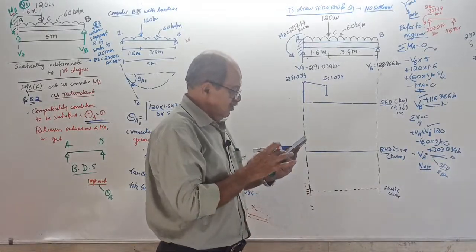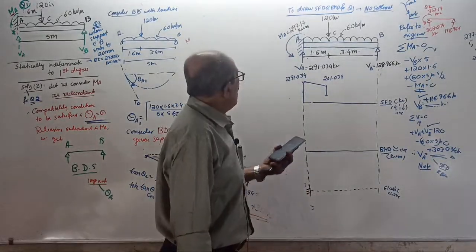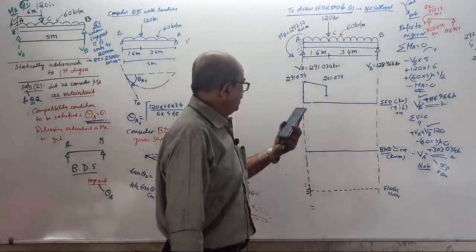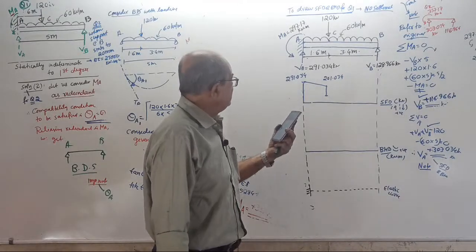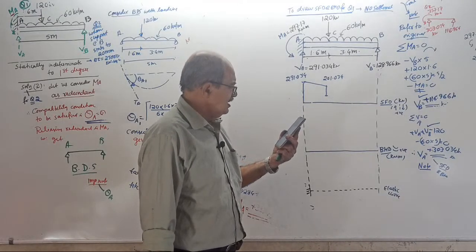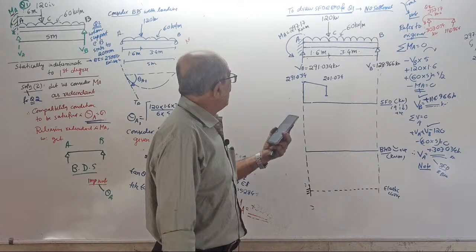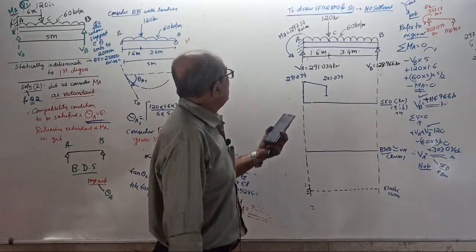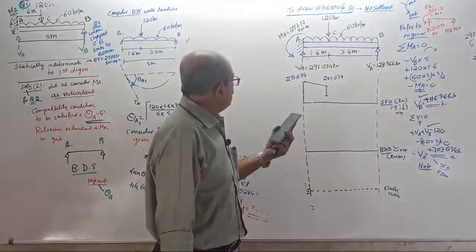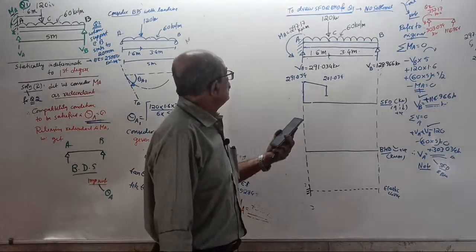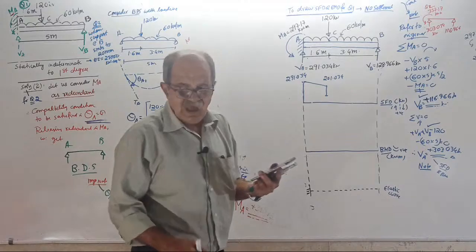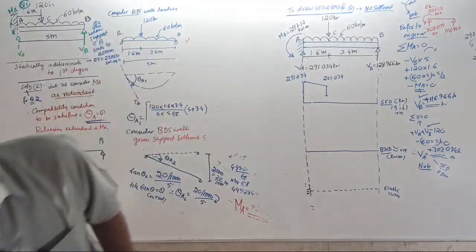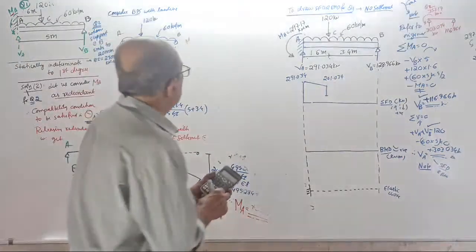See, from 201.034, when you come down by 120, it is 195.034. Let me take the calculator. 201.034, when you come down by 120, it is 195. You are forcing me to take the calculator.